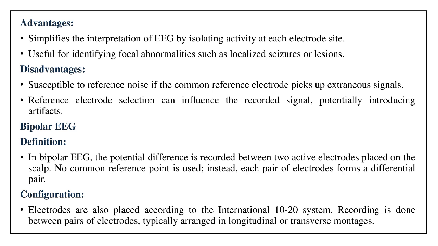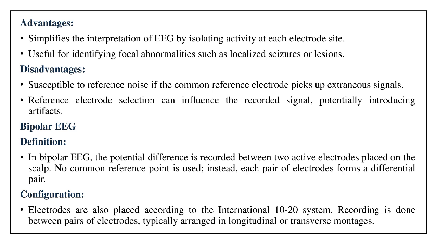Advantages. Simplifies the interpretation of EEG by isolating activity at each electrode site. Useful for identifying focal abnormalities such as localized seizures or lesions. Disadvantages. Susceptible to reference noise if the common reference electrode picks up extraneous signals. Reference electrode selection can influence the recorded signal, potentially introducing artifacts.